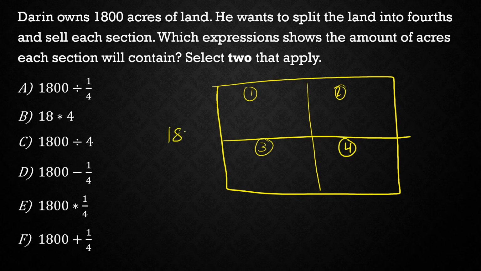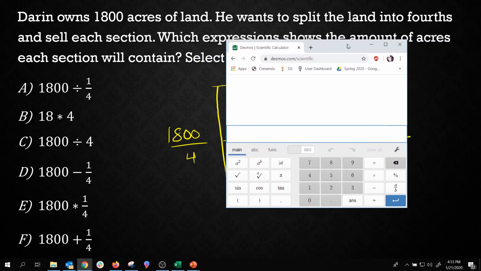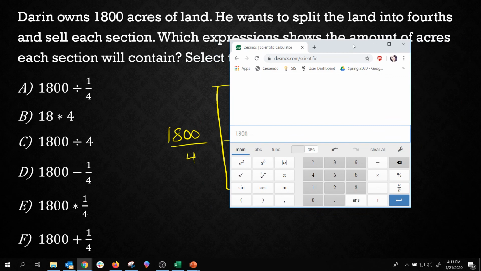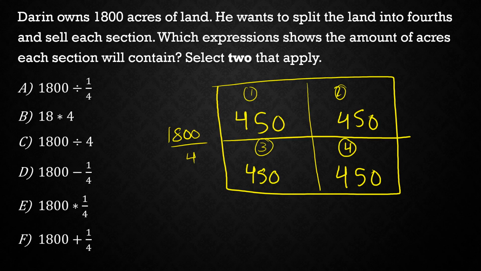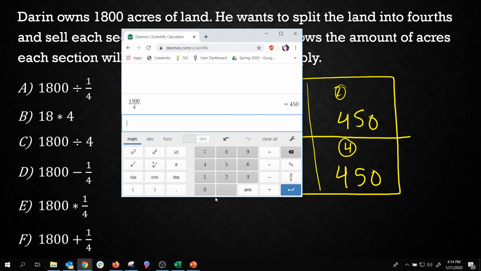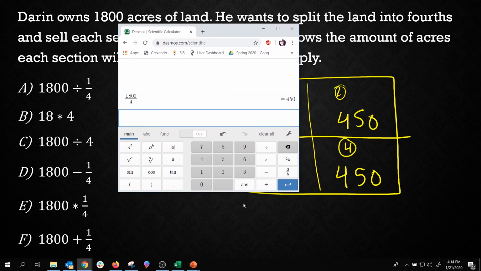So if he has 1,800 total, and he's cutting it into 4 equal sections, what we'd want to do is divide this by 4. Okay, so I have 1,800 divided by 4. So which means that there's going to be 450 acres in each of these sections. So one way that you can do this problem is once you know how many acres are in each section, you could just take your calculator and type all of them into it and see which ones you get that are equivalent.